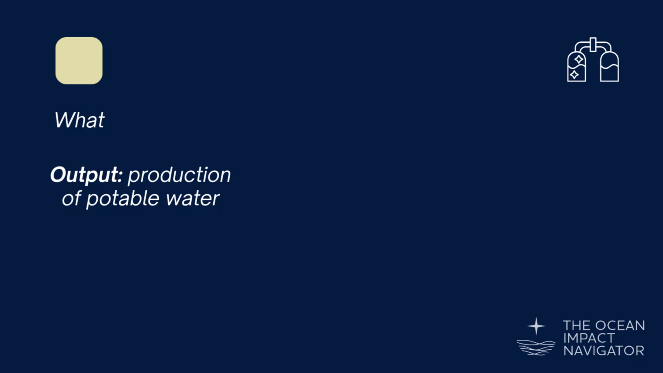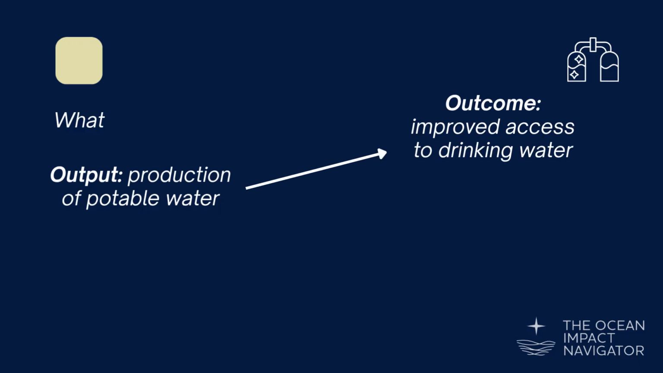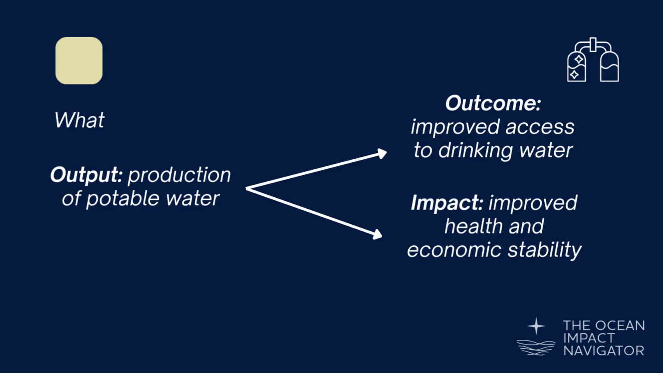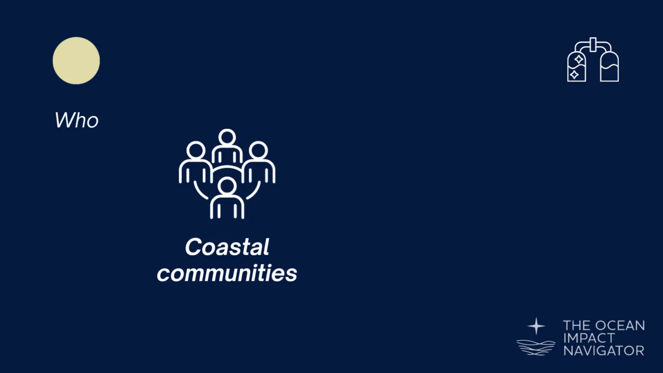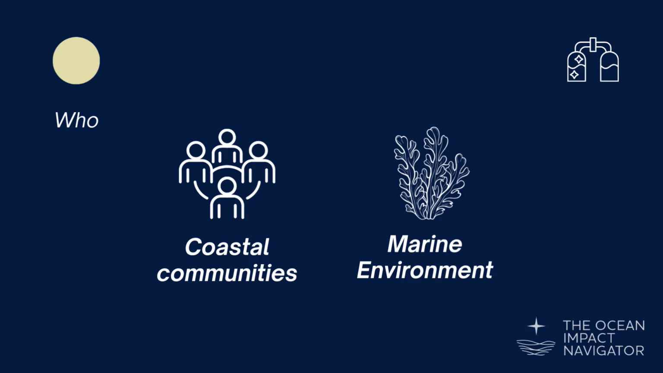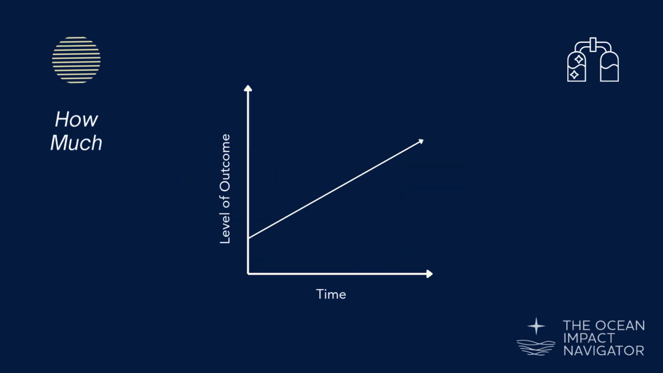Applying the 5 dimensions begins with what. In this case, the immediate output is the production of potable water. The outcome is improved access to reliable, safe drinking water. The longer-term impact may include improved health and economic stability, but the direct outcome is access. The who dimension focuses on coastal communities experiencing water scarcity, particularly underserved populations with limited infrastructure, as well as the marine environment surrounding it.